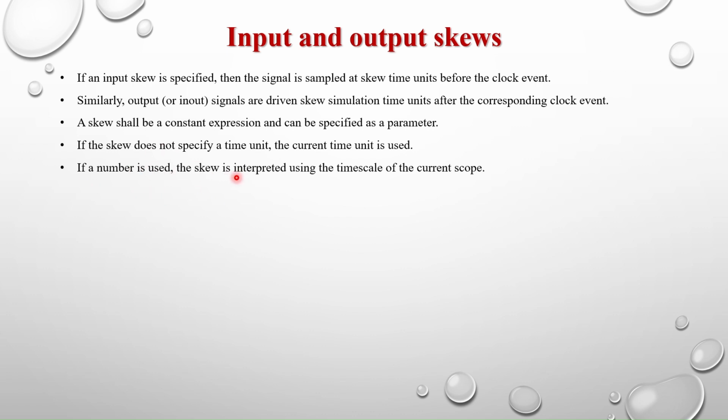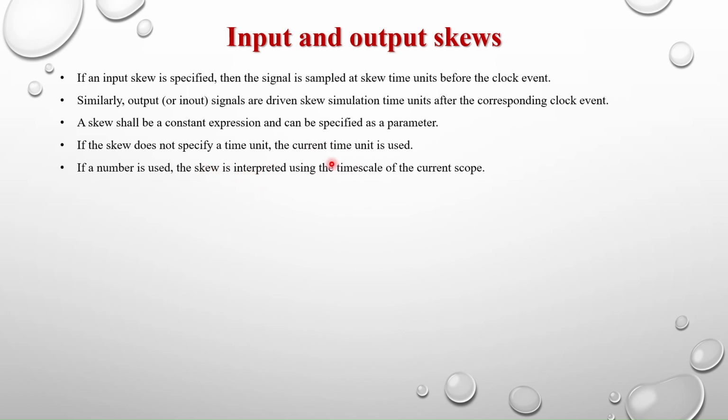And if a number is used, the skew is interpreted using the timescale of the current scope. So if you are using the skew as #1 or #2 instead of negedge or posedge, then that skew is interpreted using the timescale of the current scope. It will take the current scope's time unit. If your current scope time unit is nanosecond, then it will take #1 nanosecond, #2 nanosecond, like that.